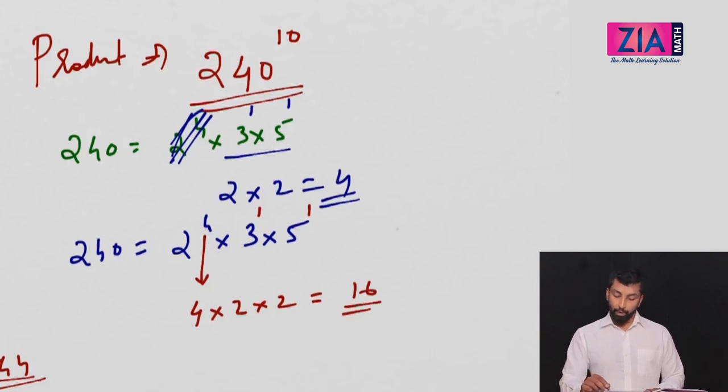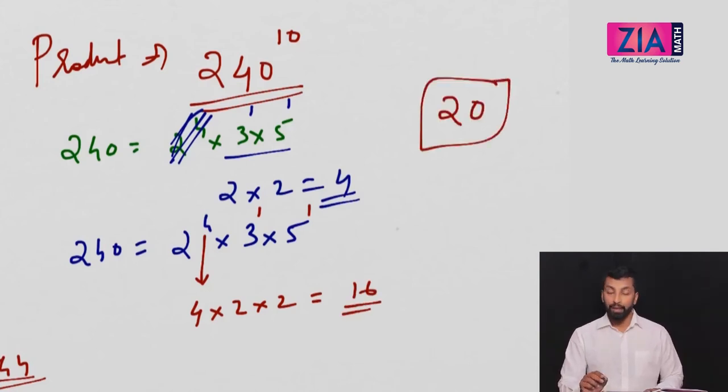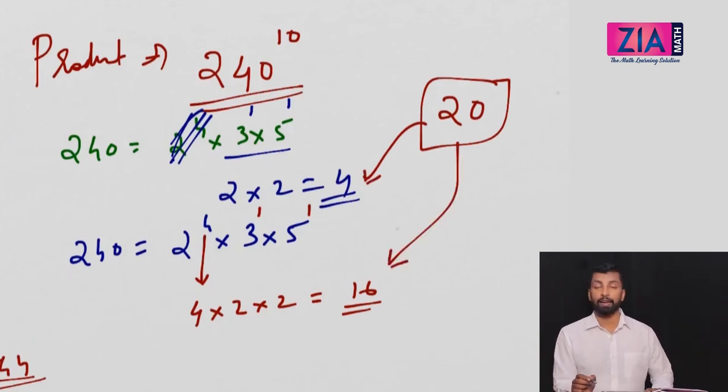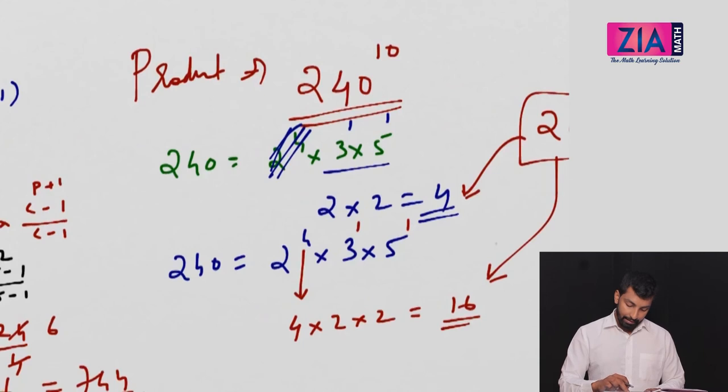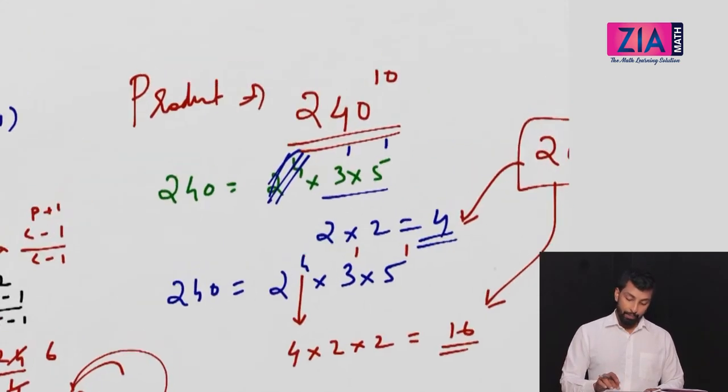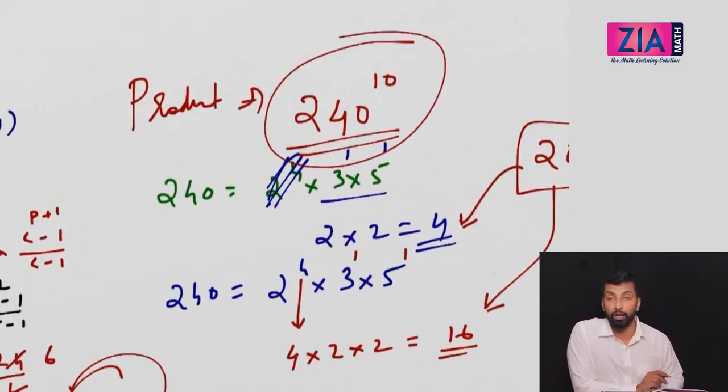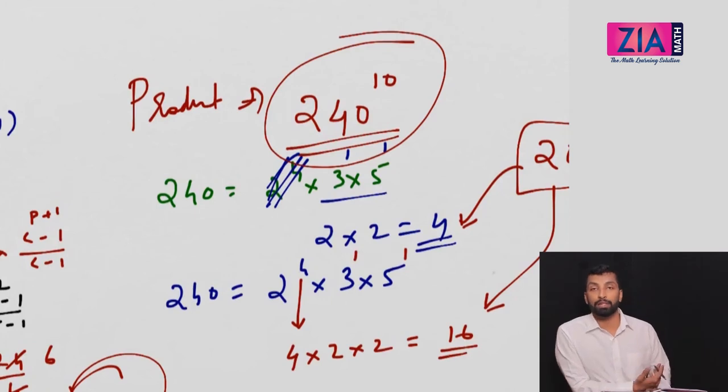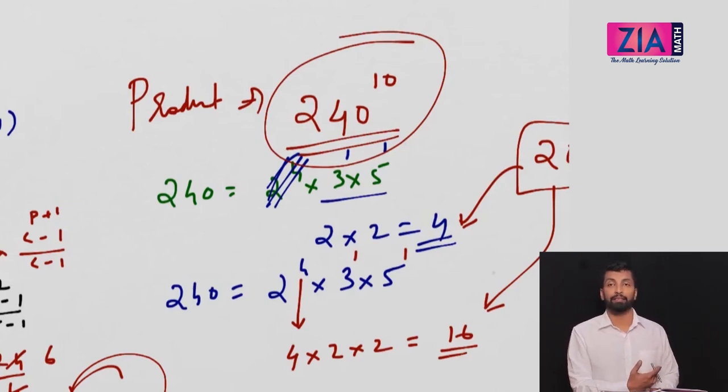So that's how you got number of factors as 20. In that 20 you can see 4 odd factors and 16 even factors. And sum of factors as 744 and product of factors is 240 raised to 10. And these are the possible questions that can come from factors. I hope all of you understood this completely. There is no need to have any doubt from factors now.